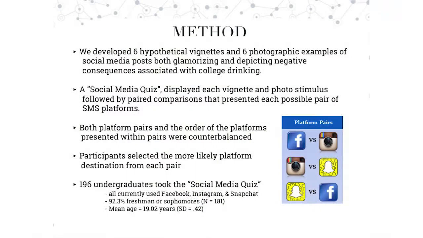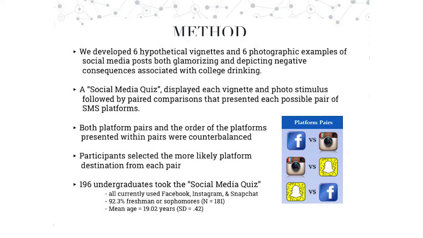So we came up with this interesting method in order to take a look at this. Our research assistants were super instrumental in helping us come up with this study design, but we actually asked them to develop 6 vignettes and 6 photo examples of social media posts that glamorize heavy drinking, glamorize alcohol use, and also 6 that depict negative consequences associated with college drinking. And we created this social media quiz where we simply displayed each vignette and photo stimulus followed by paired comparisons. This paired comparison method, we don't really see this in the addiction literature, the alcohol use literature, but it used to be something that we did in social psychology a lot.